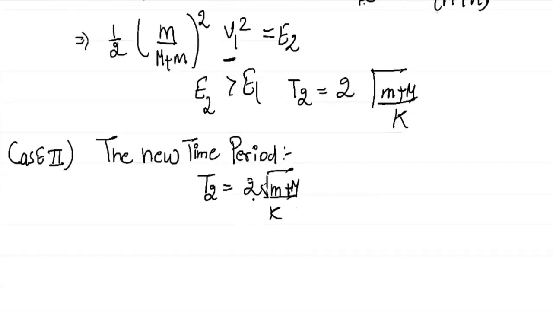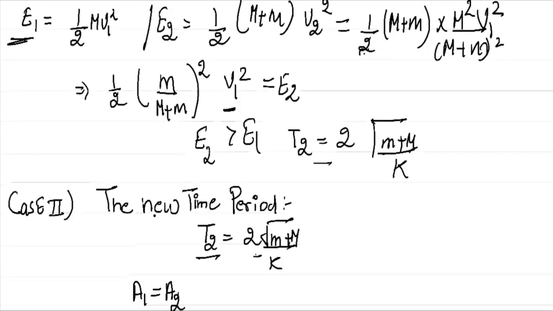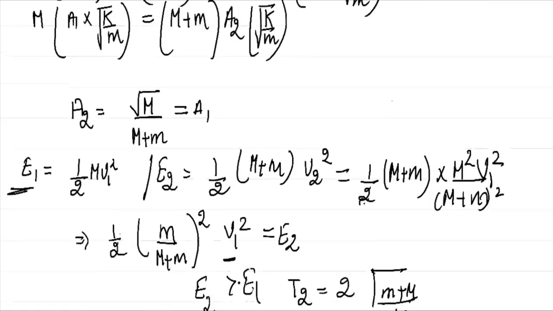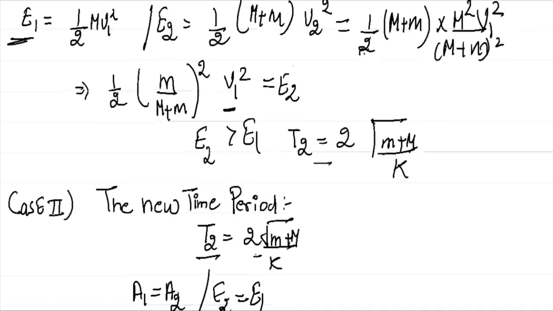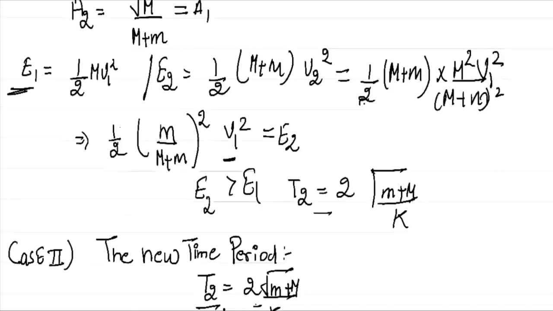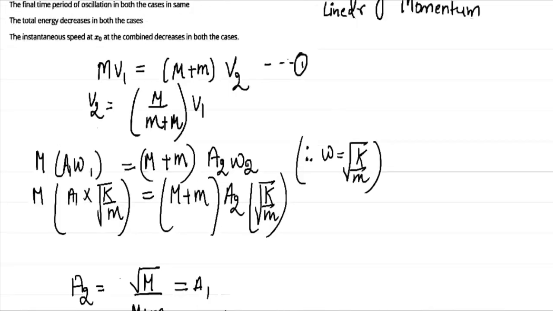So now you will see that with this time period, the amplitude is the same in both cases. So A1 is equal to A2 in the new time period, and similarly E2 is equal to E1. The energies are equal. So the instantaneous value of speed at x0 of the combined masses decreases in both the cases.